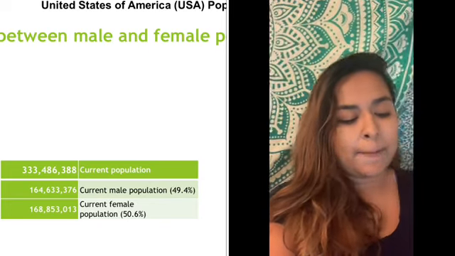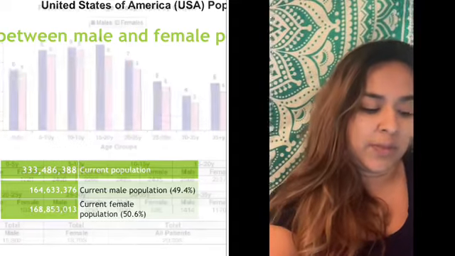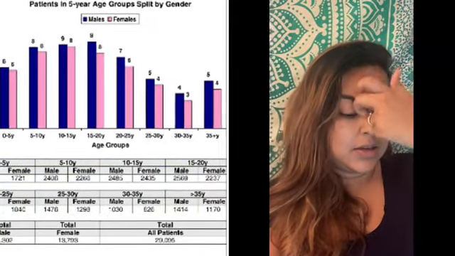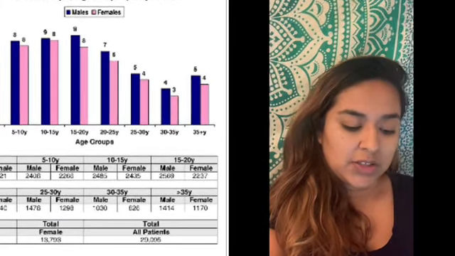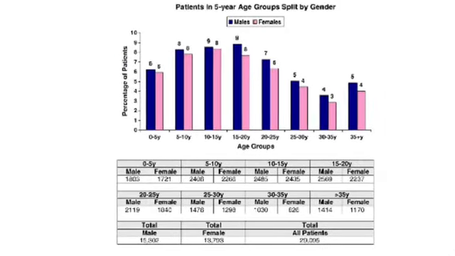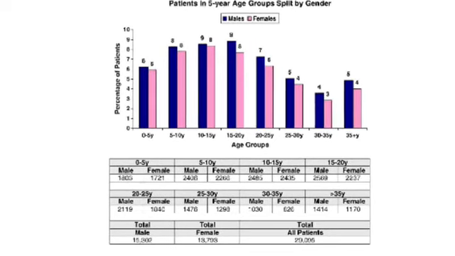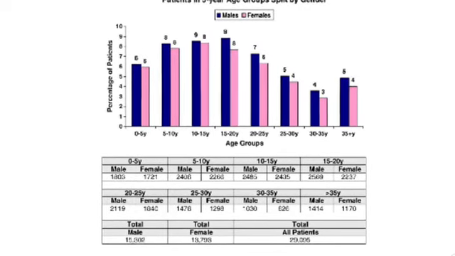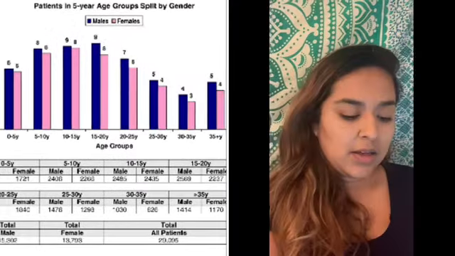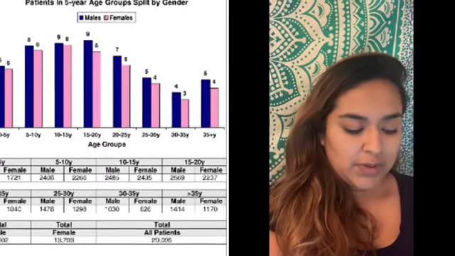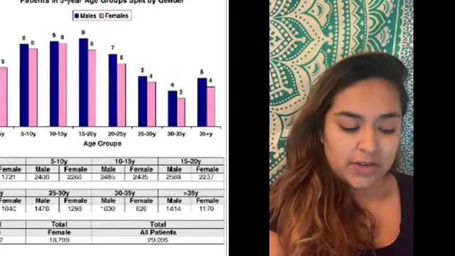Okay, health condition of the U.S. population distributed by age. This bar chart shows the U.S. population of patients between male and female. At all ages, between 0 to 5 years, more males are prone to diseases than females. Between 5 to 10 years, males are still more prone to diseases than females.